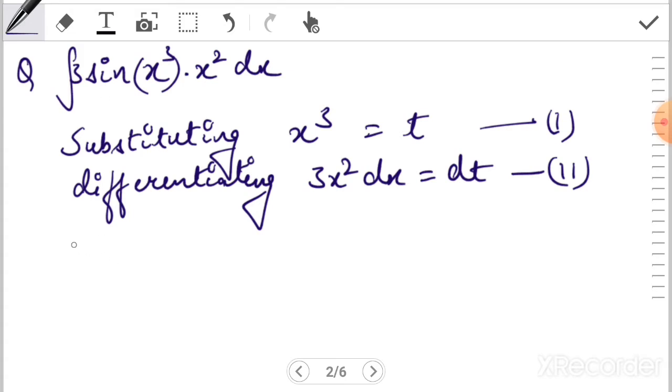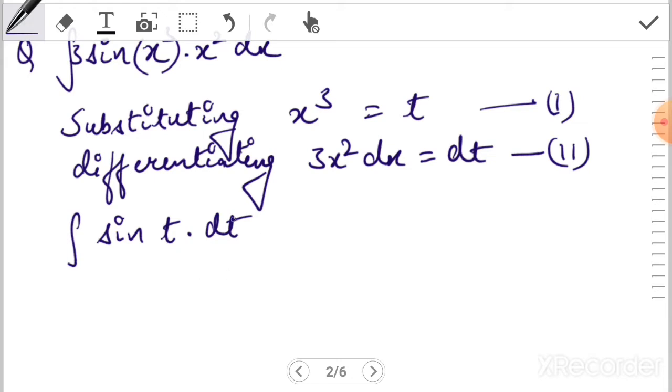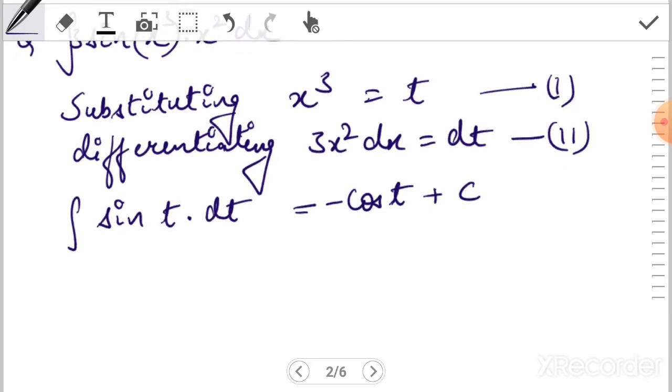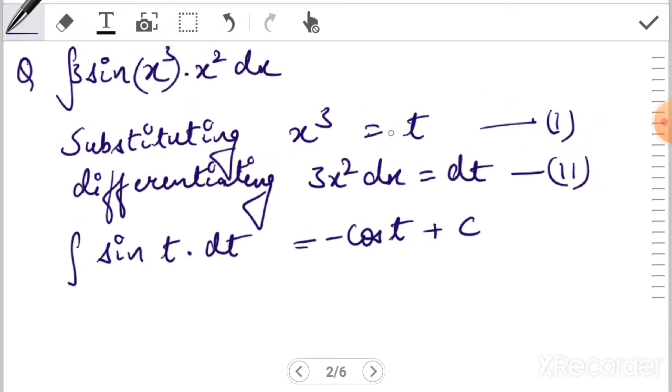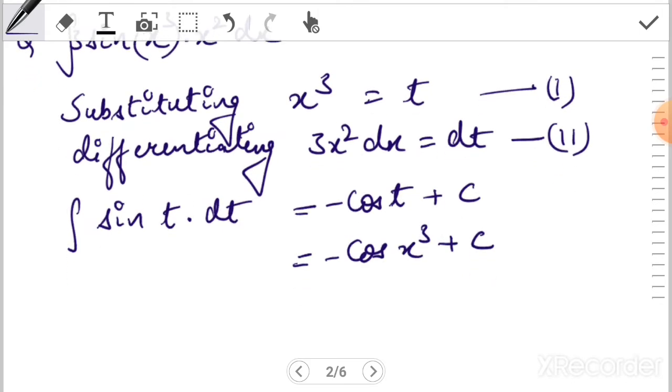So we have integral sin t dt. Okay. So this has reduced to a known standard integral. Thus the integration of this will be minus cos t plus some constant. Again putting back the value of t from equation 1, we have minus cos x cube plus c. Okay.